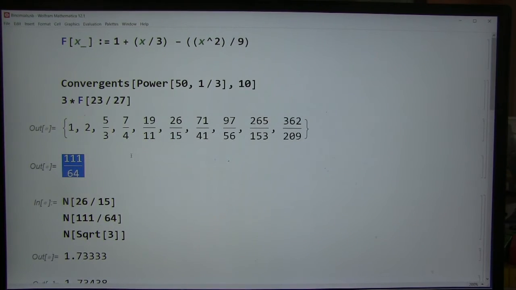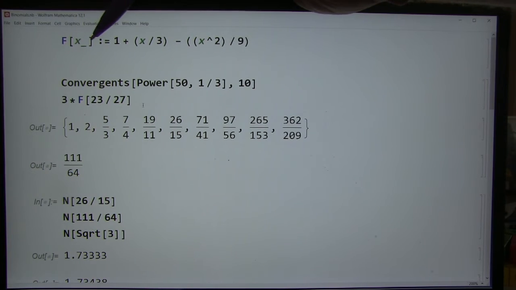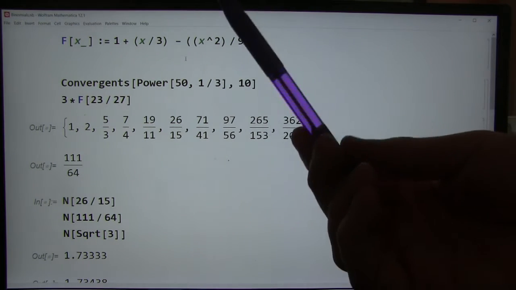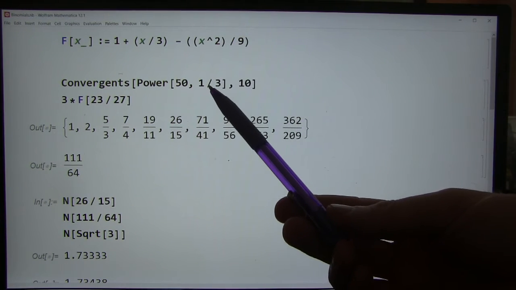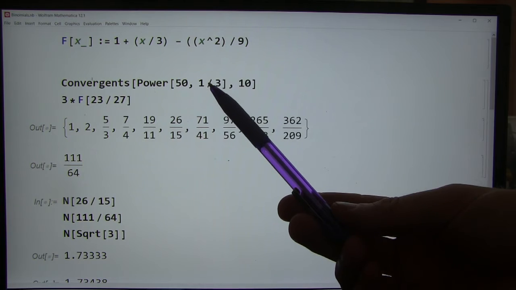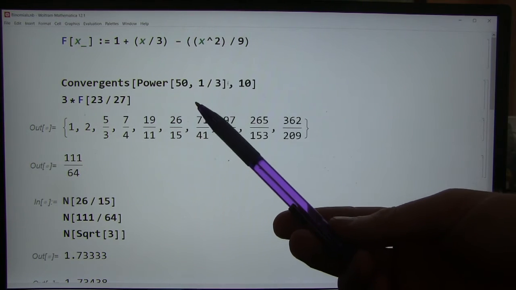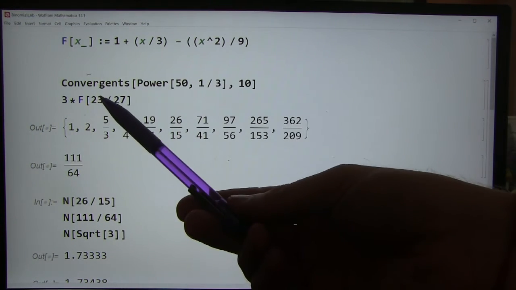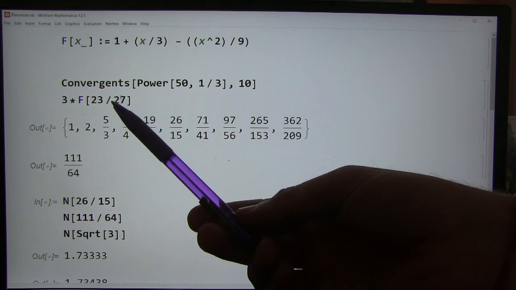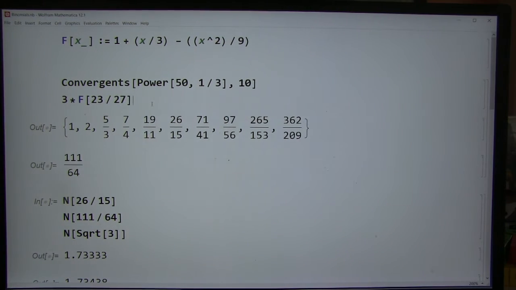Okay, so you've set it up on your computer. We actually haven't even evaluated it yet, but you have your function, which is 1 plus x over 3 minus x squared over 9. We did set it up for the convergence for 50 to the 1/3, so we can see what the continued fraction terms look like. And then we have 3 times 23 over 27. So, okay, go ahead and evaluate this.